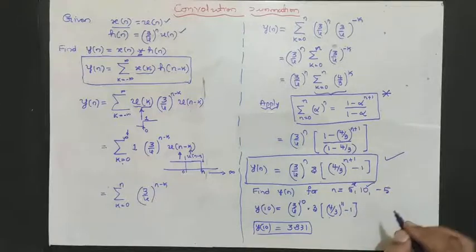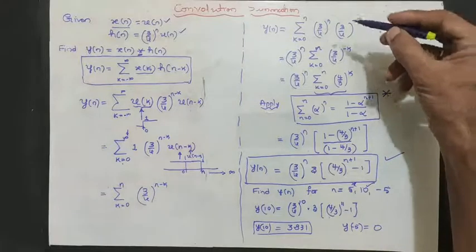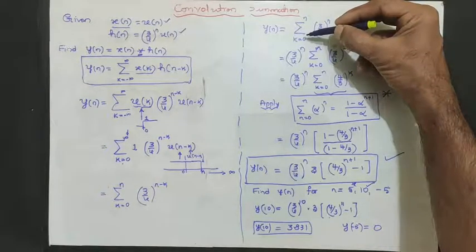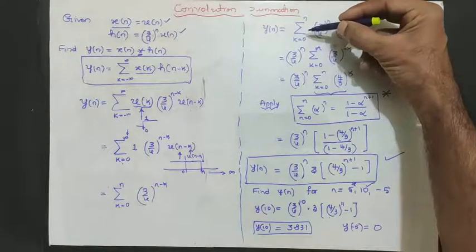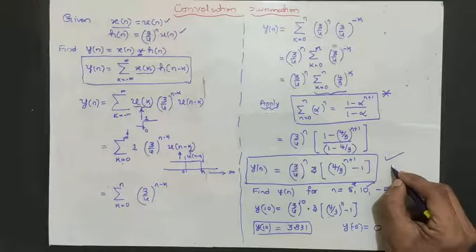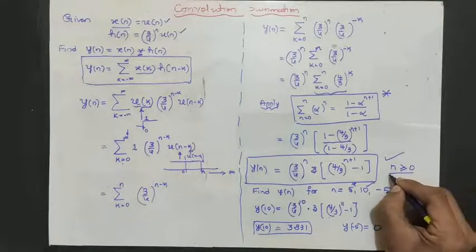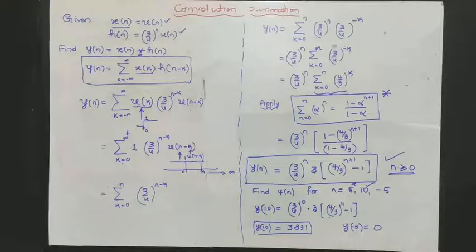What about y of minus 5? See, y of minus 5 value is 0. Why is y of minus 5 value 0? Our summation itself starts from 0, and there are no values for n less than 0. For n less than 0, y of minus 5 is equal to 0. Hence, this formula is applicable for n greater than or equal to 0.